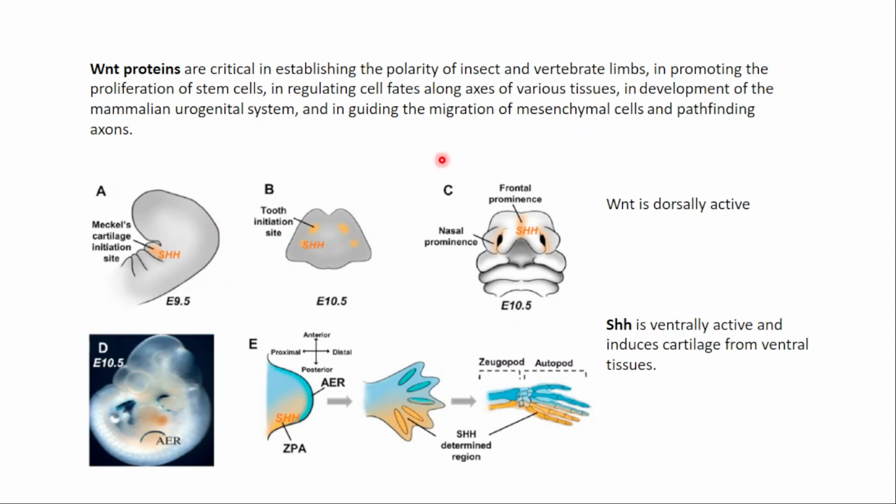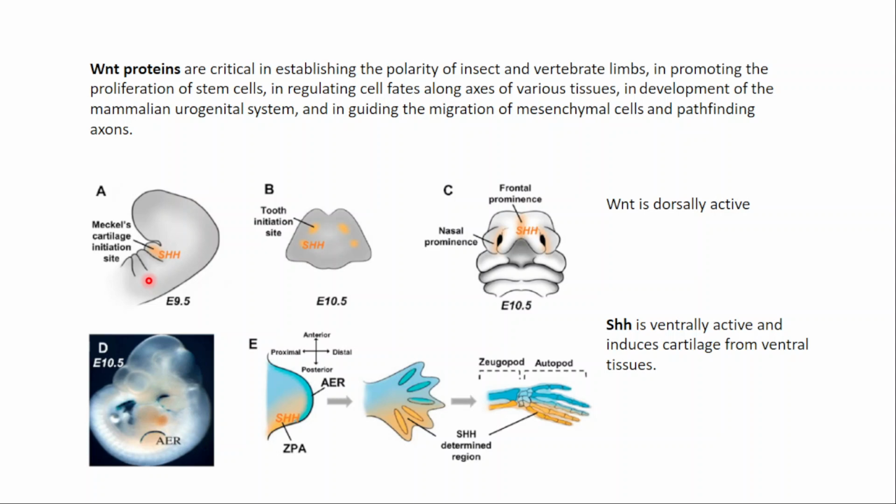So Wnt also plays a role in mesenchymal cell migration and axon pathfinding. So these are a variety of functions that Wnt plays a role in. And you see that induction of ventral cells to form cartilage is done by another ligand molecule, a very important signaling pathway called SHH, sonic hedgehog, from the hedgehog signal transduction pathway.